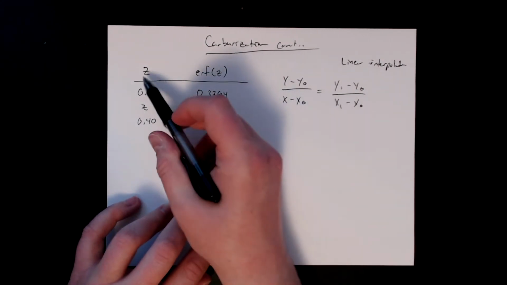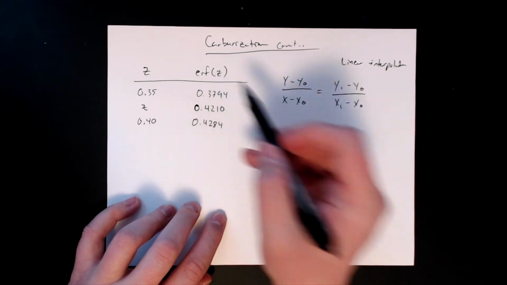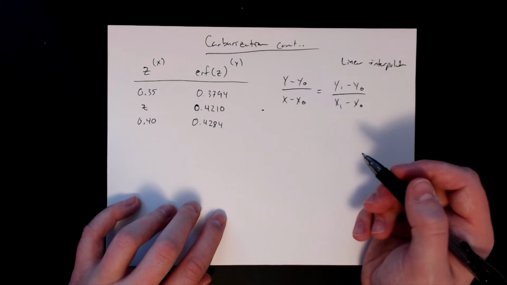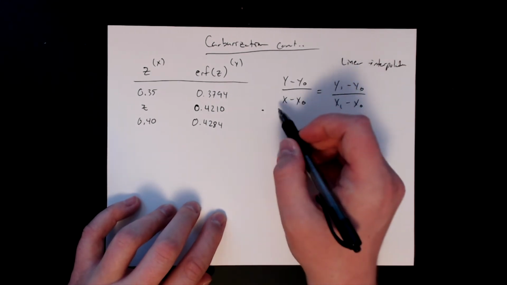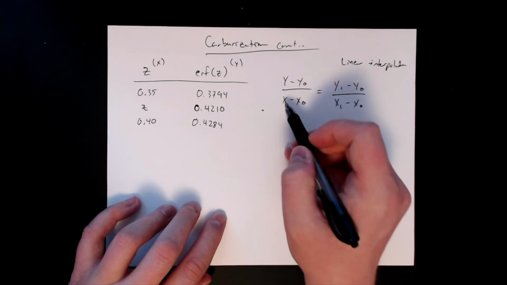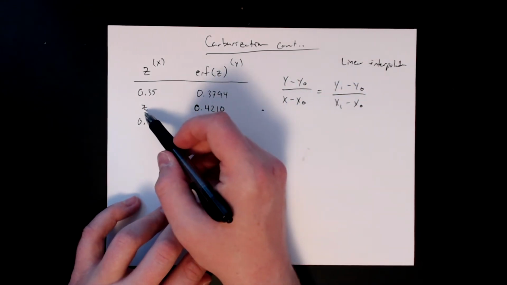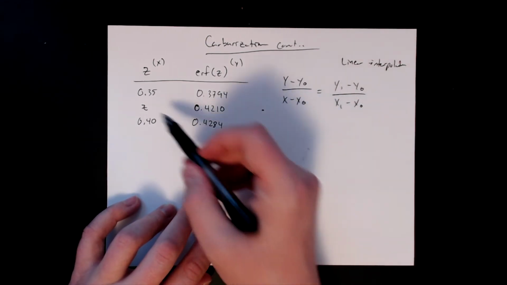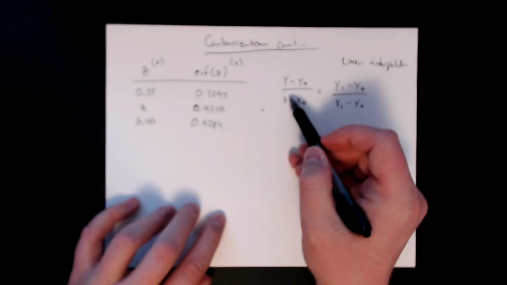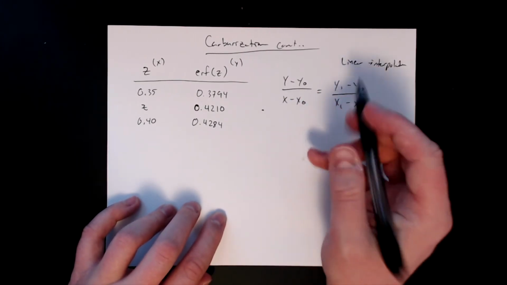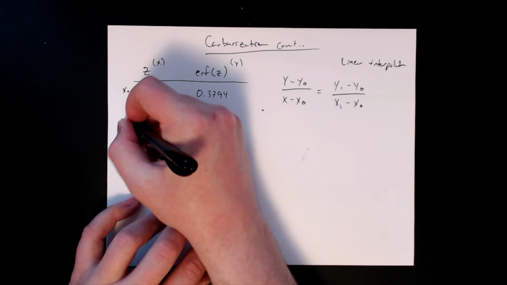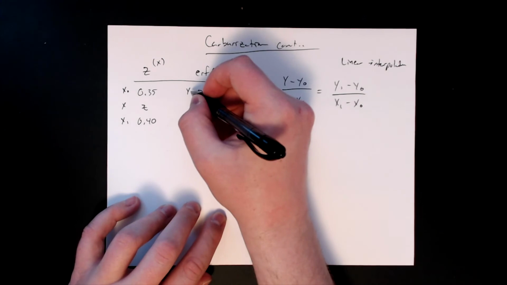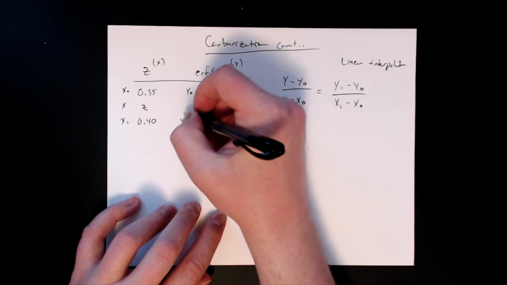So effectively, we have z and ERF of z. This is going to be kind of like our x, and this is going to be like our y, right? So we want to know what this z value is. And for us, that's going to be the x. So the x here, and then this is effectively x naught, x1, and x, and then this is y naught, y1, and y.